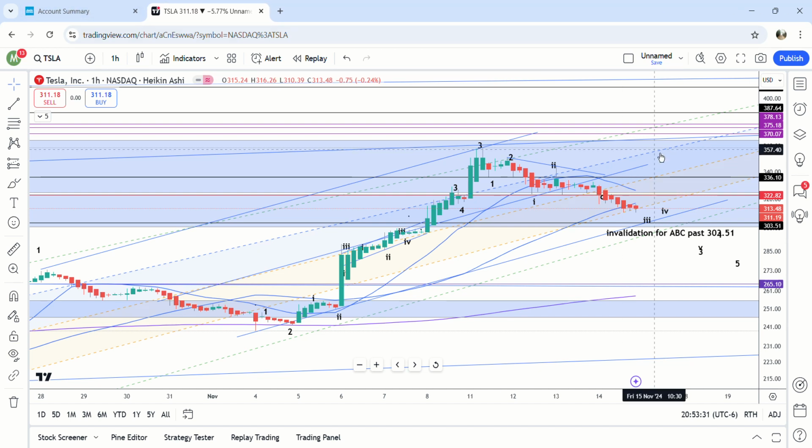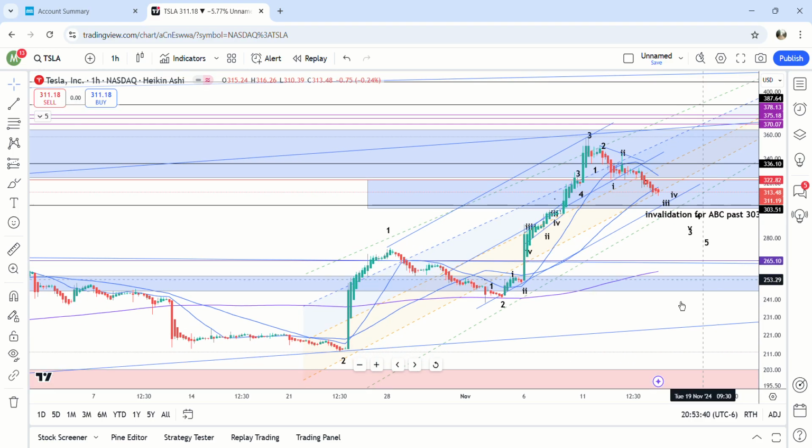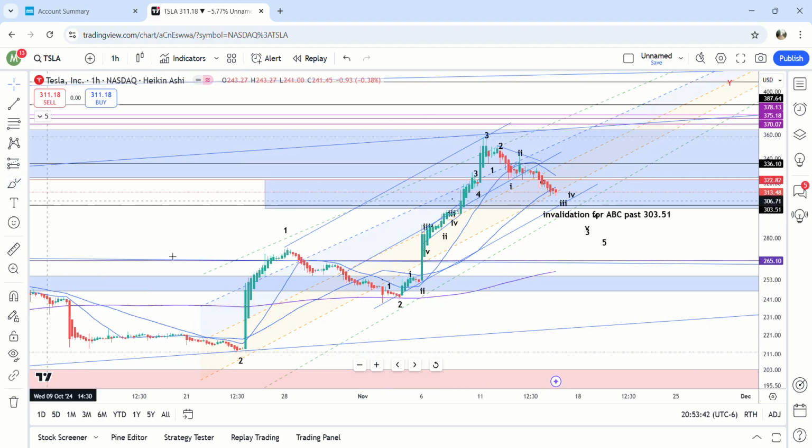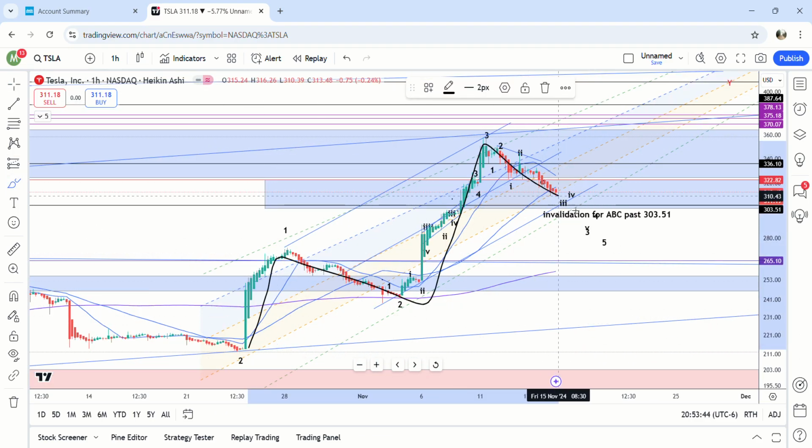All right, a lot of content tonight. In this video, I'm going to show you what it's going to look like if Tesla invalidates. The pretty standard move here is obviously 5 waves, and it looks like that's going to happen. But what would it look like if it invalidated the move?